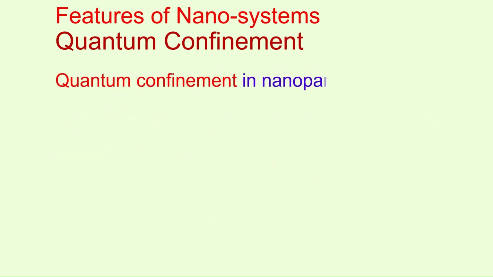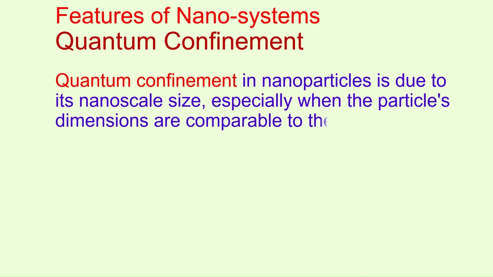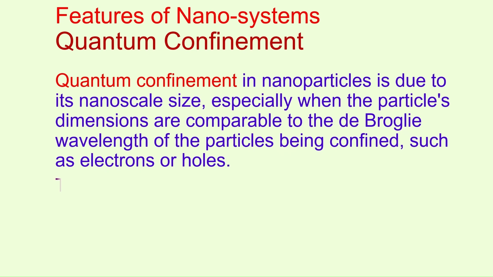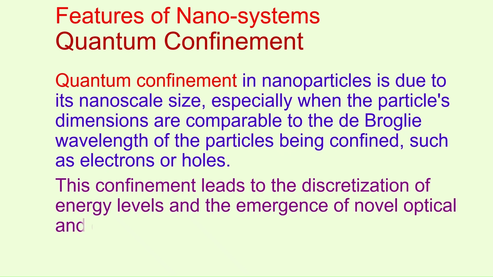Quantum confinement in nanoparticles is due to its nanoscale size, especially when the particle's dimensions are comparable to the de Broglie wavelength of the particles being confined, such as electrons or holes. This confinement leads to the discretization of energy levels and the emergence of novel optical and electrical properties.